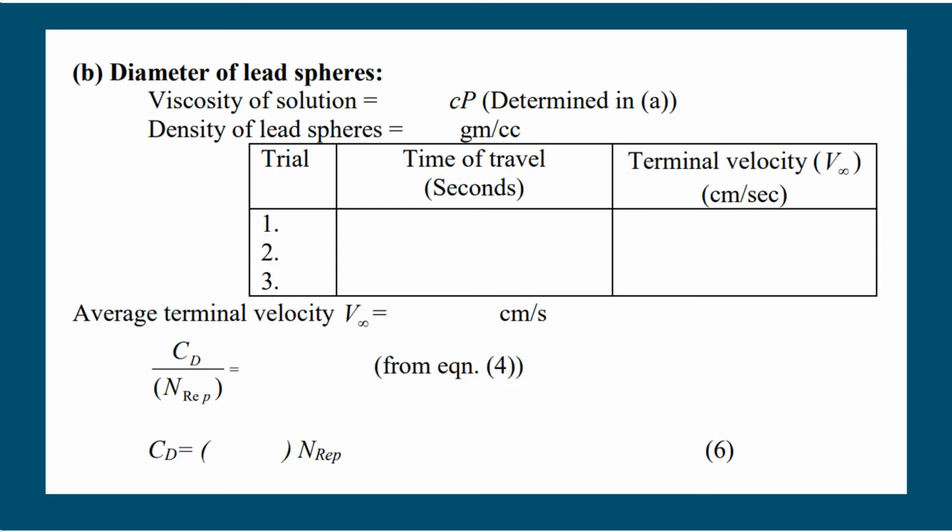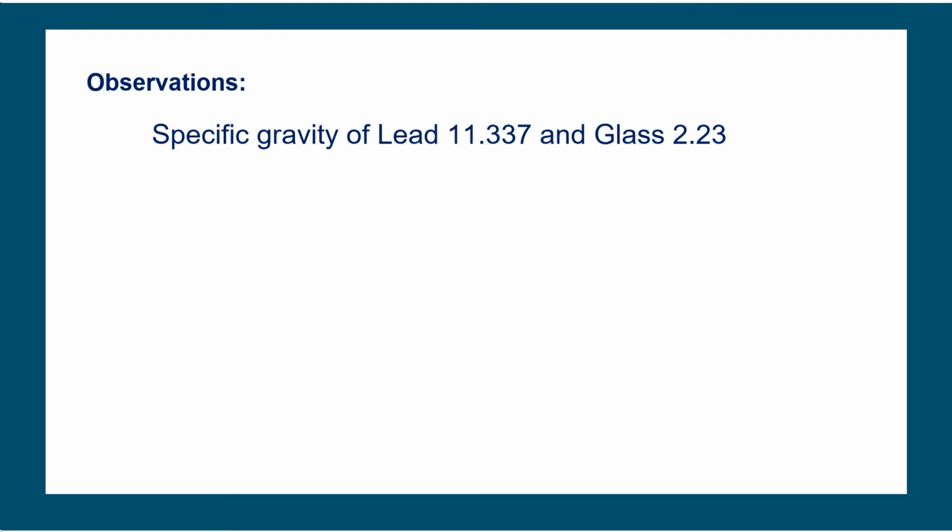So then we will move on to the second set of experiments, where you will use the vernier caliper and determine the diameter of the lead spheres. We have already determined the viscosity of the solution from part A, and the density of the lead spheres we can get from specific gravity data.